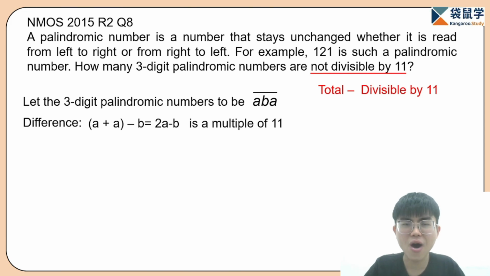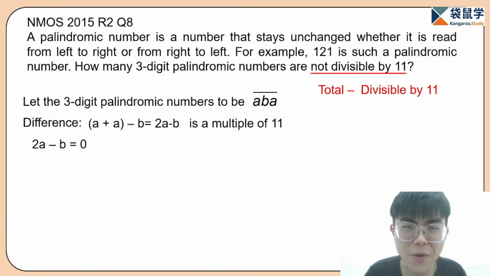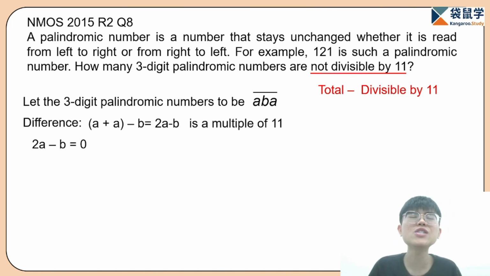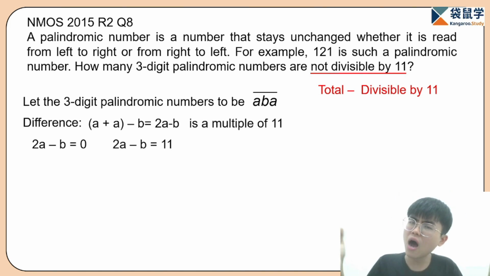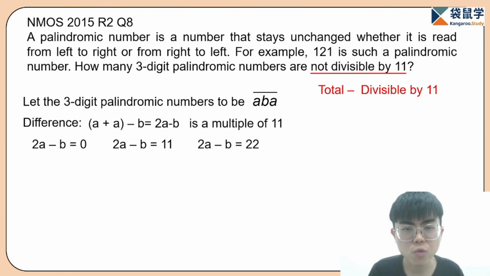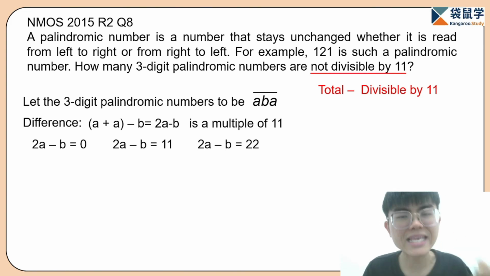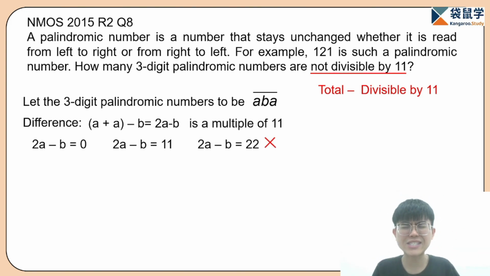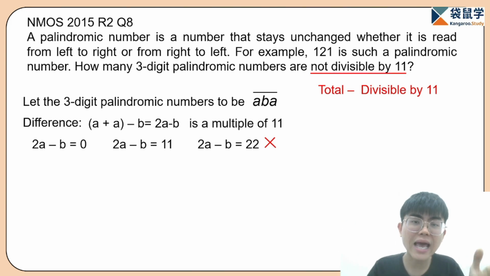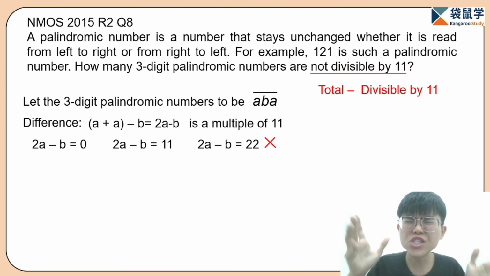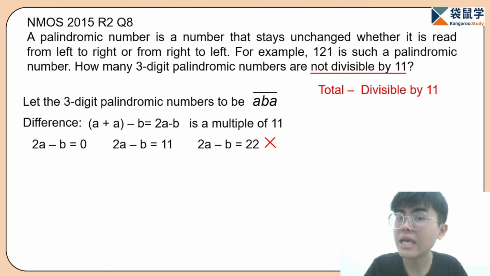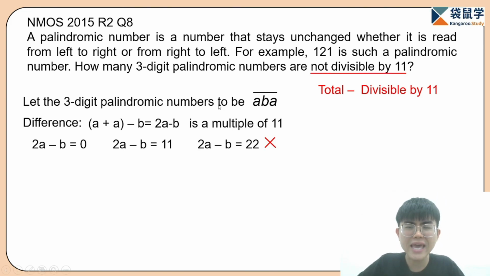So guys, what is the possibility here? What will be the multiple of 11? Oh, so 2A minus B can be equal to 0. And 2A minus B can also be equal to 11. How about 2A minus B equal to 22? Oh, so you can see that this is actually invalid. Why do we say so? Because we know that A and B, they are just 1-digit numbers, right? So what is the largest 1-digit number? It is just equal to 9, which means that 2 times 9 is just 18. 18 minus B equal to 22. This is not gonna happen, right?